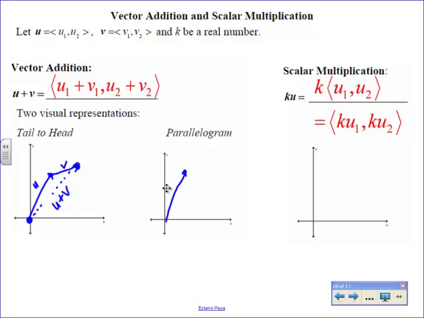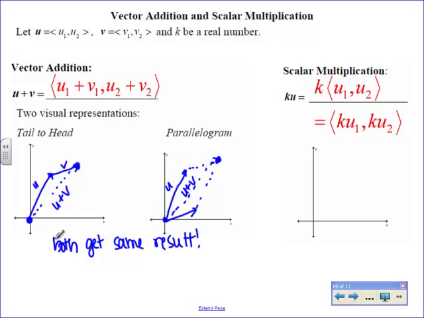Then for the parallelogram method, you draw both u and v from the same starting spot. Notice I'm trying to make this exactly the same as the first one. Forgive me if I'm slightly off. And then you turn it into a parallelogram, wherever that parallelogram meets and that far side connected back to your initial point is your u plus v. If you look at these two pictures, you should see that those distances are the same. So it does not matter whether we think about this as tail to head or that parallelogram method, it should end up with the same results.